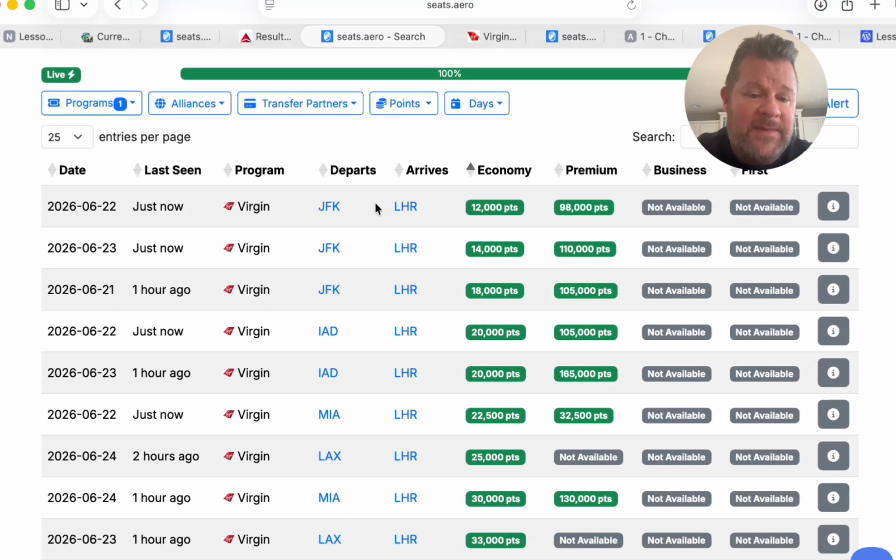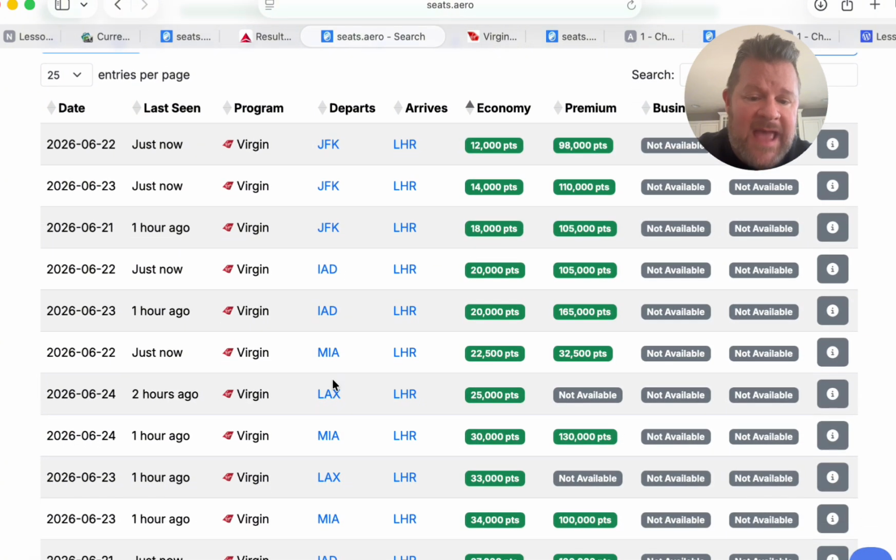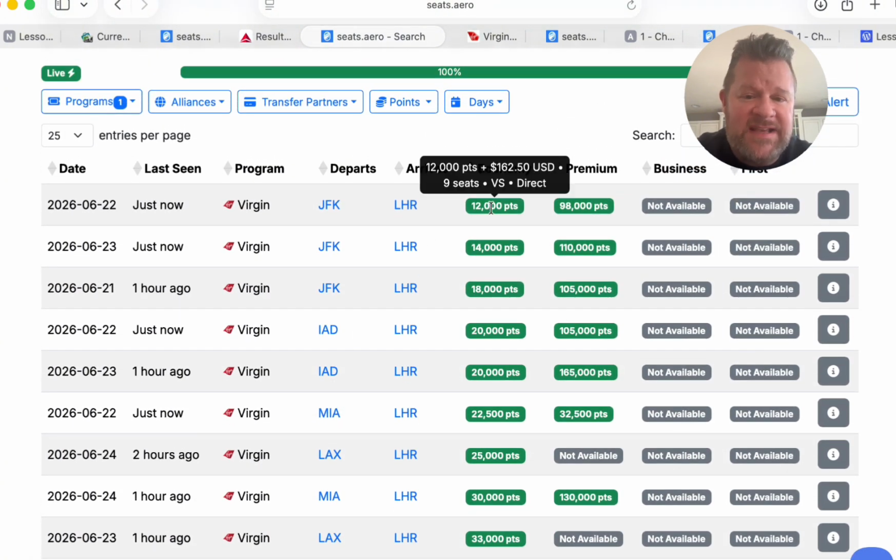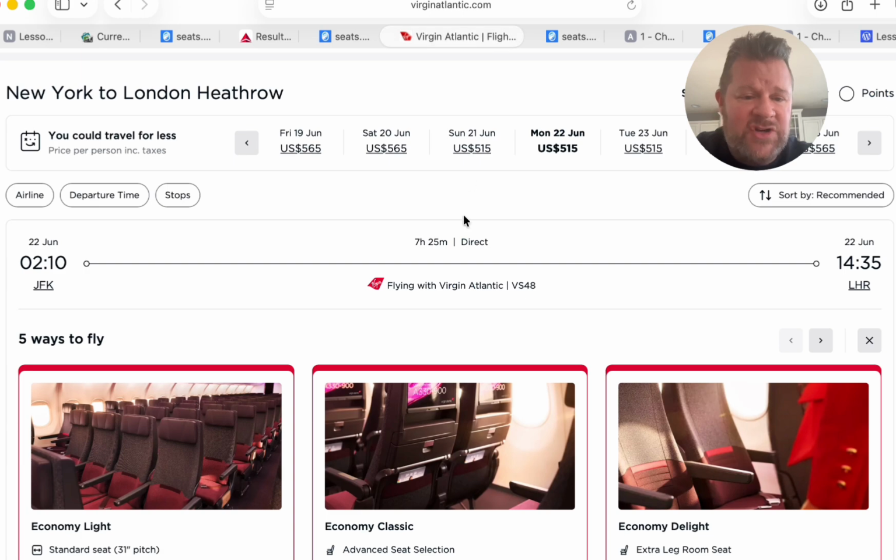What comes up for me? You'll see a lot of these are JFK, IAD, which is Washington Dulles, Miami, LAX. So a lot of the best options are East Coast, but take a look at how crazy cheap these are in terms of reward points. Now you will see $162.50 for additional costs. So that means that outside of the points, you're also gonna have to pay a little bit of extra money.